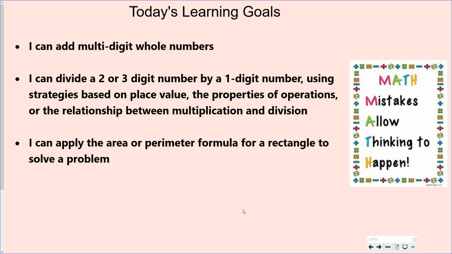Today's learning goals are: I can add multi-digit whole numbers. The second bullet says I can divide a 2-digit or a 3-digit number by a 1-digit number using strategies based on place value, the properties of operations, or the relationship between multiplication and division. That's a lot of mumbo jumbo there. I understand it, but you guys, it'll all make sense, and it'll continue to make sense as we go through it. And then the third bullet is I can apply the area or perimeter formula for a rectangle to solve a problem. We have definitely learned that area and perimeter formula, but I will show it to you again.